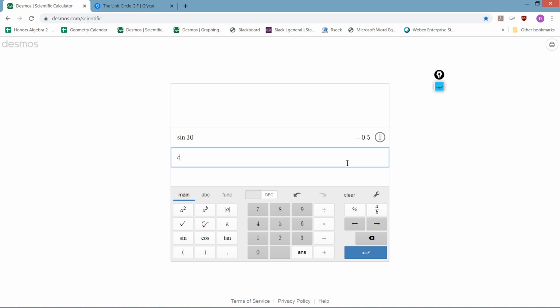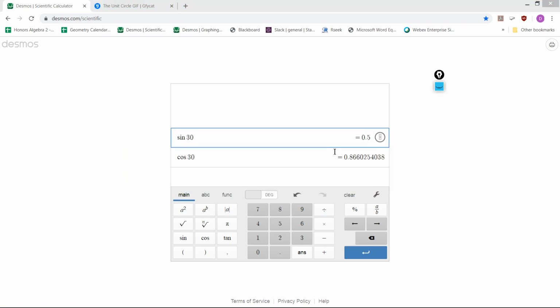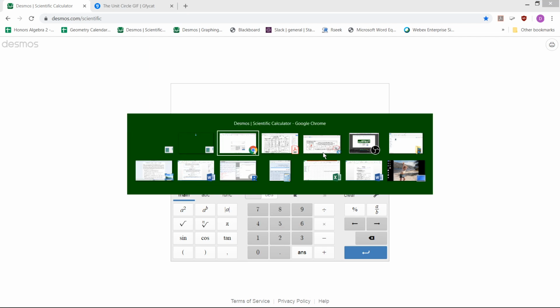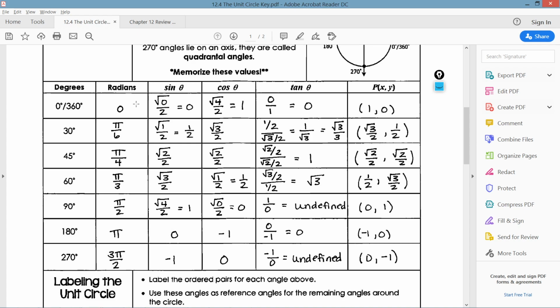What's cosine of 30? Who even knows? We're going to find out in a second. But what's more, sine of 30 is 0.5, which is very easy to write down. So here's my 30 degrees. Sine of 30 degrees is 1/2.